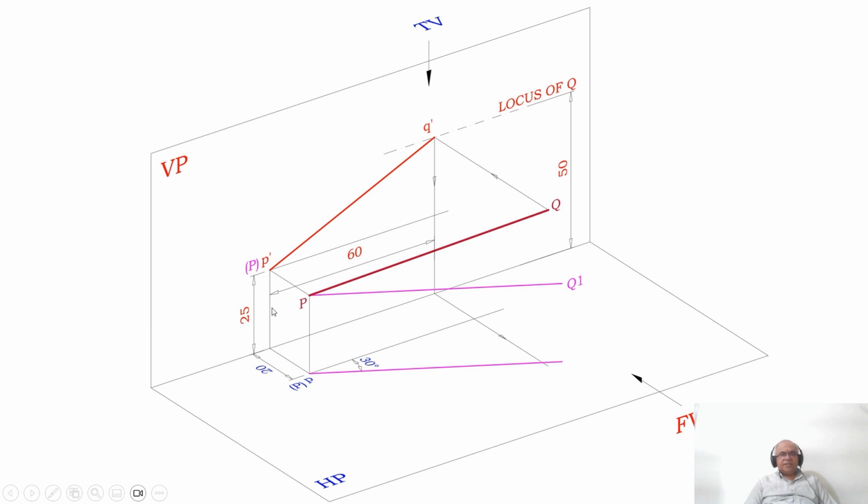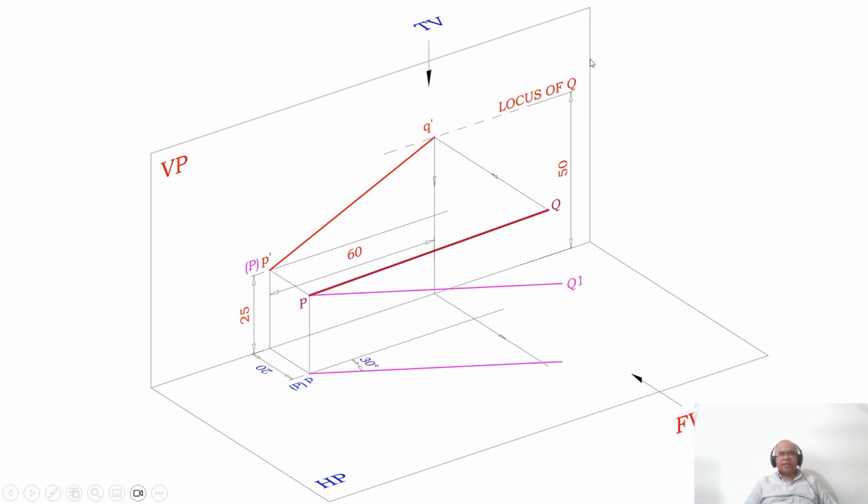Then he has given the distance between the end projectors. So when you draw this, you have a projector of P in the front view and also in the top view. From here you measure 60 mm and draw a vertical projector, and also from here you measure 60 mm and draw a vertical projector. He has also given the distance above HP, which you can see in the front view, in the vertical plane. So from the XY line, you draw a horizontal line at a distance of 50 mm from the XY line, above HP.